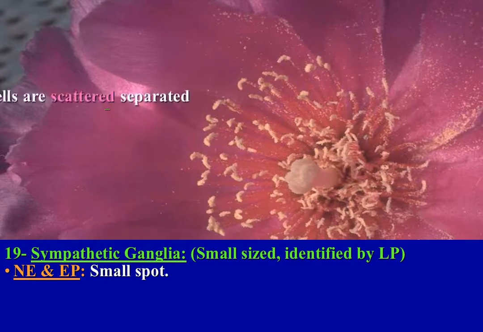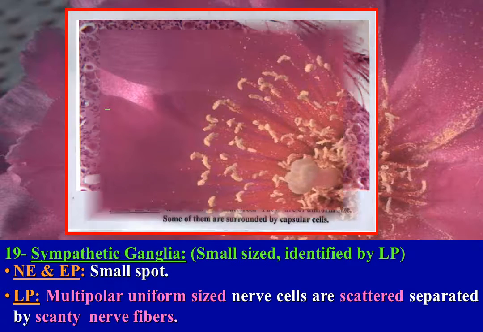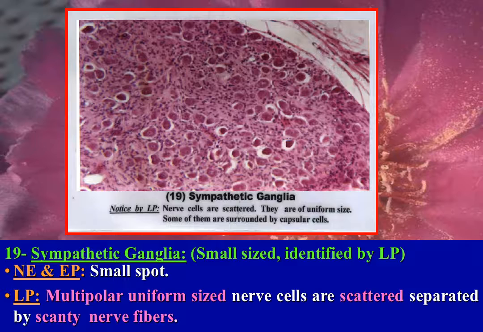Sympathetic ganglia. By naked eye and eyepiece, it is also a small spot. By low power, multiple uniform small-sized nerve cells are scattered in the section, separated by scanty nerve fibers.